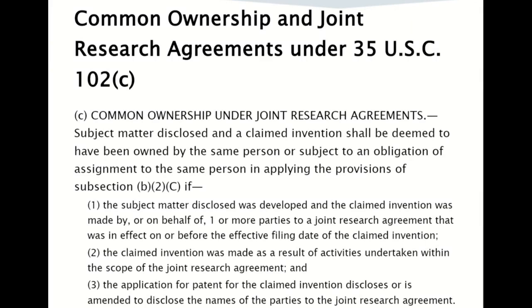Section 102(c), which is reproduced here, broadens the reach of the 102(b)(2)(C) exception by providing that subject matter developed under a joint research agreement may be deemed to have been commonly owned with the claimed invention. Note the full language of 102(c) provided in the slide.